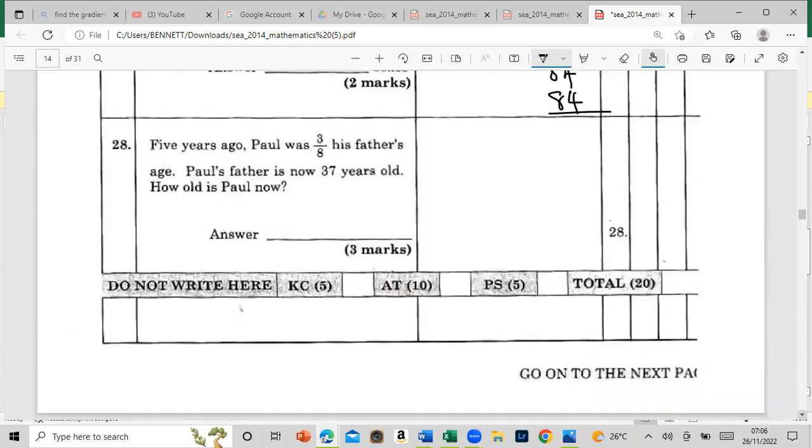All right, so it says now, 5 years ago, Paul was 3/8 of his father's age. Paul's father is now 37 years old. How old is Paul now? All right, so let's just reason it out. 5 years ago, Paul's father was 37 minus 5, so 5 years ago, he was 32.